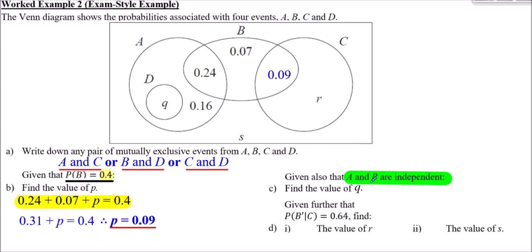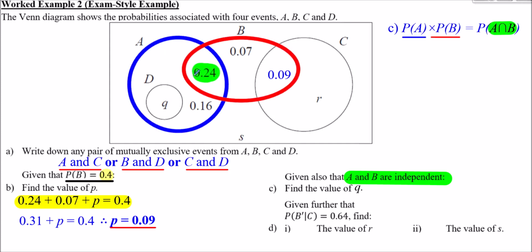The formula for statistical independence is like this. If 2 events are independent, the probability of one event multiplied by the probability of the other has to be the same as the probability of being in the intersection of those events. So the intersection of A and B is 0.24. So let's just label on this diagram this colour coding. So probability of A, I'm going to put in a blue circle, P of B in a red circle, and the intersection I'm going to highlight in green, like so.